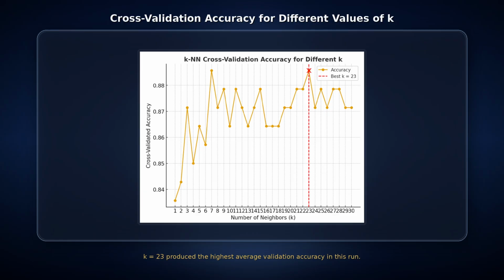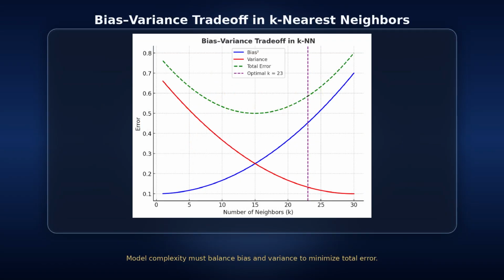K equals 23 delivered the best average validation accuracy, which is why it was selected instead of chosen by intuition alone. This plot shows the bias-variance trade-off in k-nearest neighbors as k changes. When k is very small, the model closely follows the training data. Bias is low, but variance is high, which means the model is sensitive to noise and may overfit.